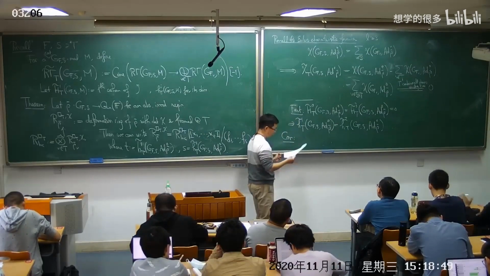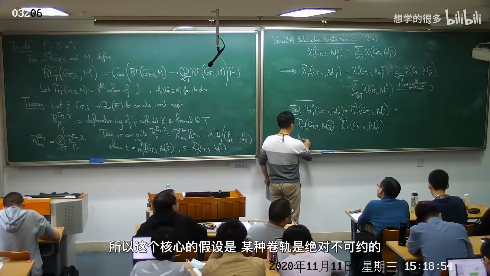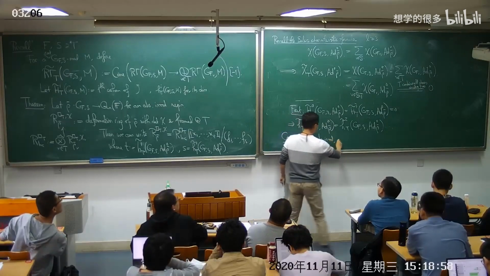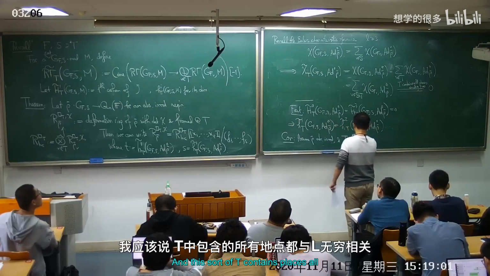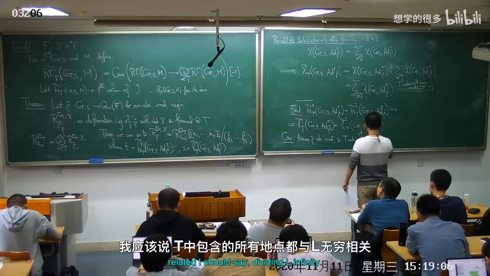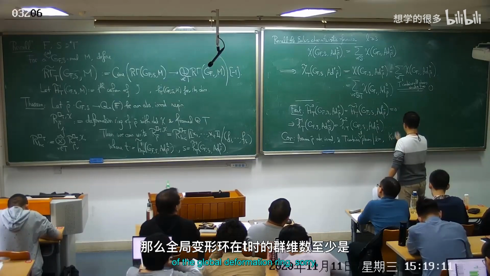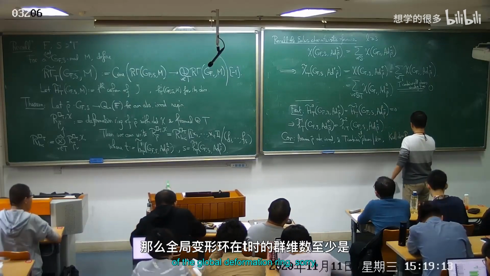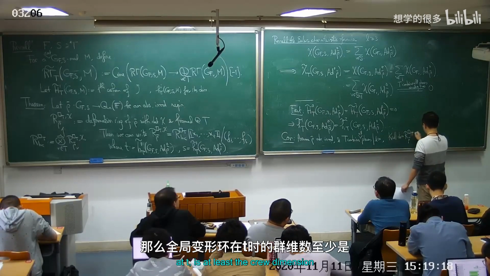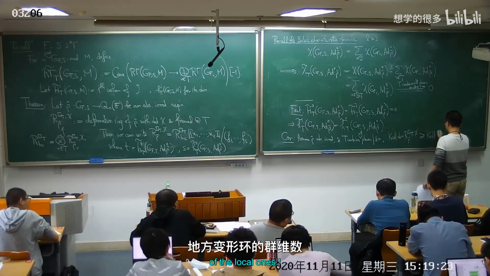A corollary of this, which I'll prove in a minute, and it's really simple, actually: assume rho bar is absolutely irreducible, and T contains all places dividing L and infinity. Then the Krull dimension of the global deformation ring at T is at least the Krull dimension of the local ones.